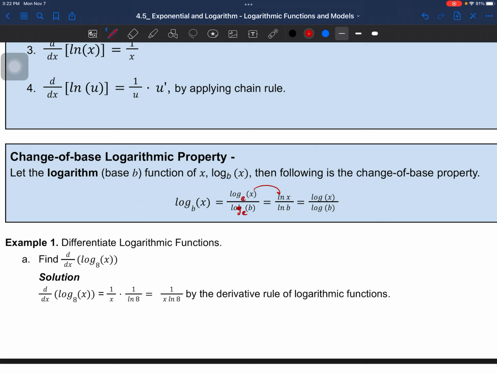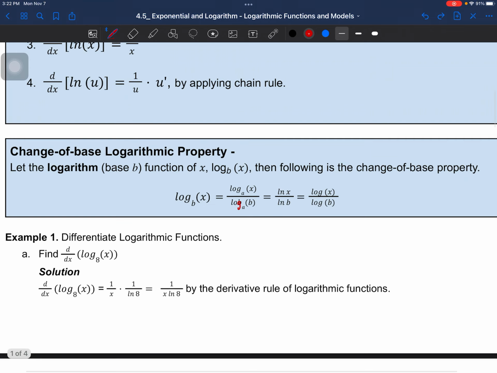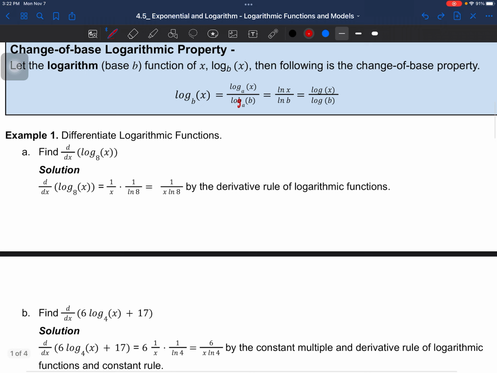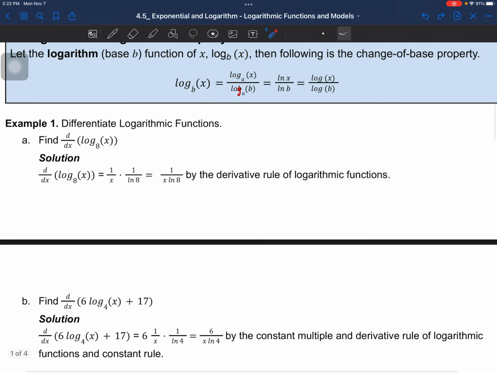The other one is whenever you have a base e. But we know that base e is the same thing as the natural log, right? So let me fix that. This is supposed to be log. So whenever you have a base e here, that is exactly the natural log. Now the reason why we like to change it to natural log or base 10 is because we can use those in the calculator.